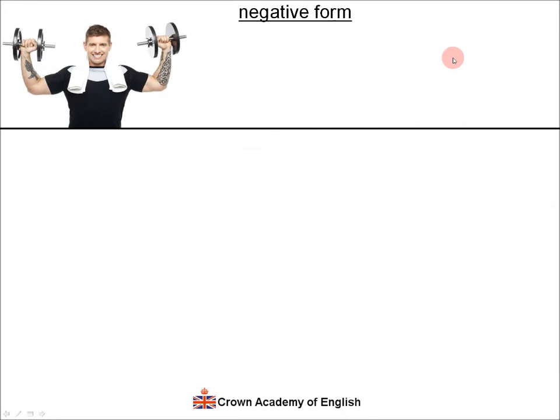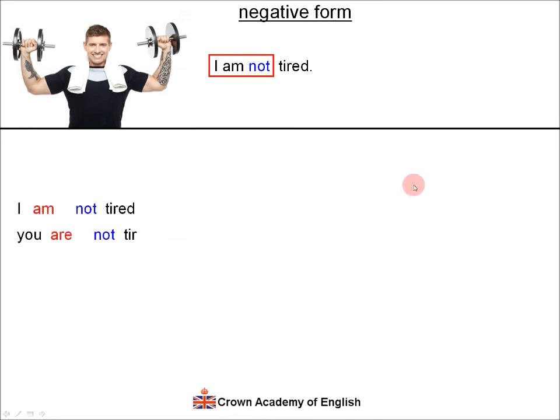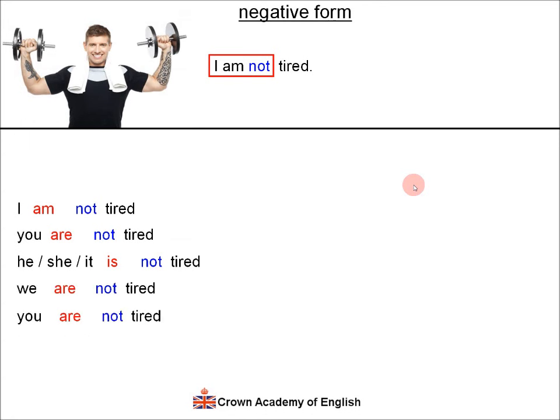The negative form. I am not tired. So this is the verb to be in the negative. I am not tired. You are not tired. He, she, it is not tired. We are not tired. You are not tired. And they are not tired.